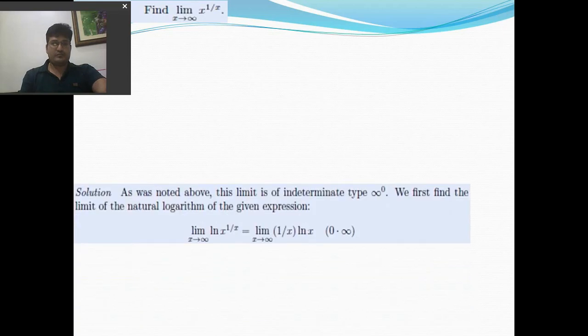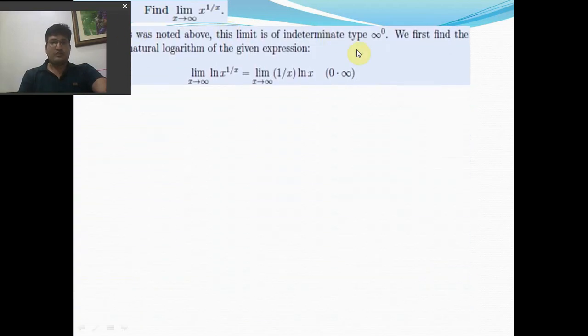Next question, find limit extending to infinity x raised to the power 1 upon x. So if we put the limit directly, x is equal to infinity in this question, we obtain infinity raised to the power 1 upon infinity, that is infinity raised to the power 0. So this is indeterminate form of the type infinity raised to the power 0. In this indeterminate form, we cannot apply the L'Hopital rule.